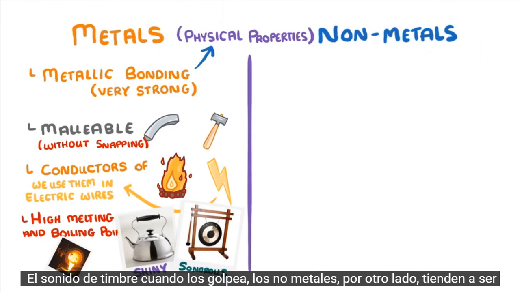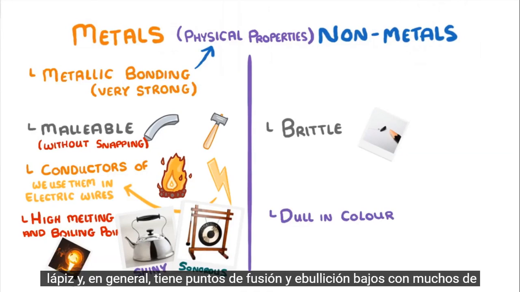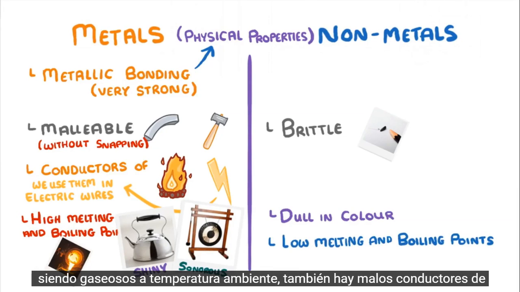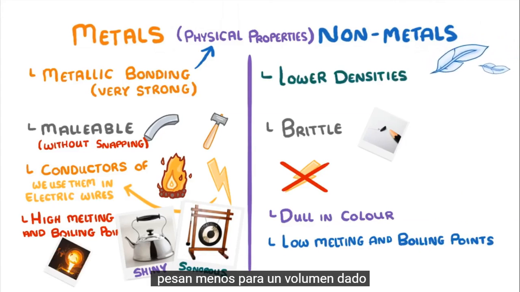Non-metals, on the other hand, tend to be dull in color, brittle, which means they easily break, like the carbon in your pencil, and generally have low melting and boiling points, with many of them being gaseous at room temperature. They're also poor conductors of electricity, and generally have lower densities than the metals, which means they weigh less for a given volume.